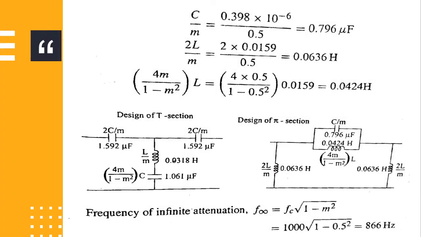The remaining part is the C by m, that is in the pi section. So always start with the T section, the unknown parameters, just like 2C by m, L by m, and 4m divided by 1 minus m square into C. Then go for the pi section. So here C by m, then 2L by m, then 4m divided by 1 minus m square into L. Likewise, you can find the T and pi unknown parameters, and you can substitute the values.